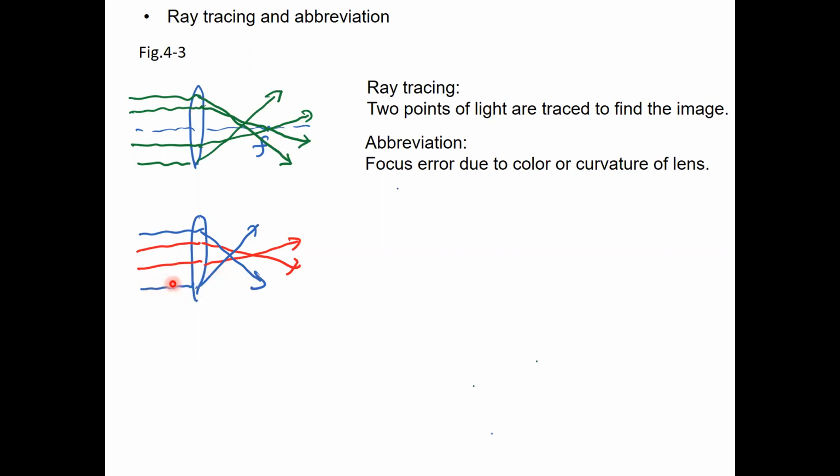Depending on the color, the refractive index of the lens, which is usually made of glass, differs. Glass has a wavelength dependence of the refractive index. So depending on the wavelength, meaning color, the bending angle is different. That's why there is some chromatic aberration. Depending on the color, the focus position is sometimes different.